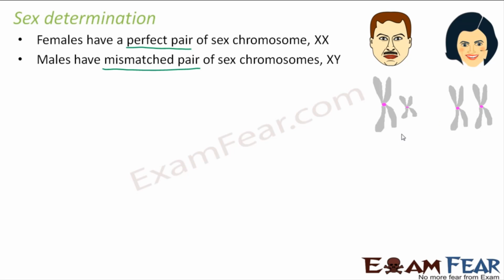Now what happens during sexual reproduction? As I mentioned before also, if this is the male and this is the female, during sexual reproduction the female will contribute 22 autosomes and 1 sex chromosome. Similarly, the male will contribute 22 autosomes and 1 sex chromosome. Here we will not talk about the autosomes because sex chromosomes are the ones responsible for determining sex. So let us only talk about the sex chromosomes.